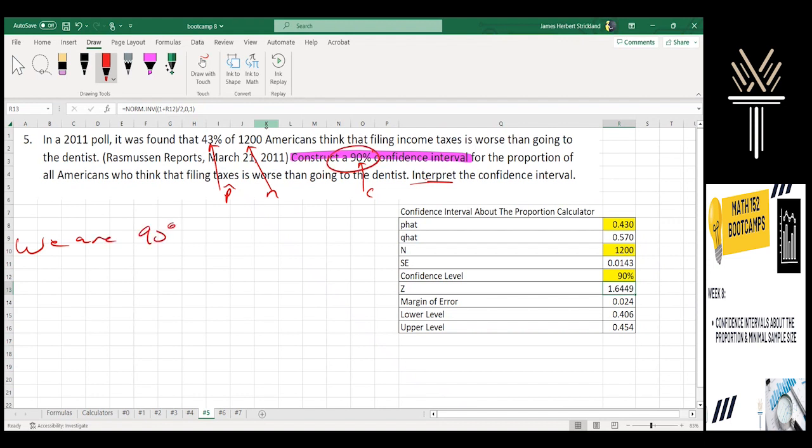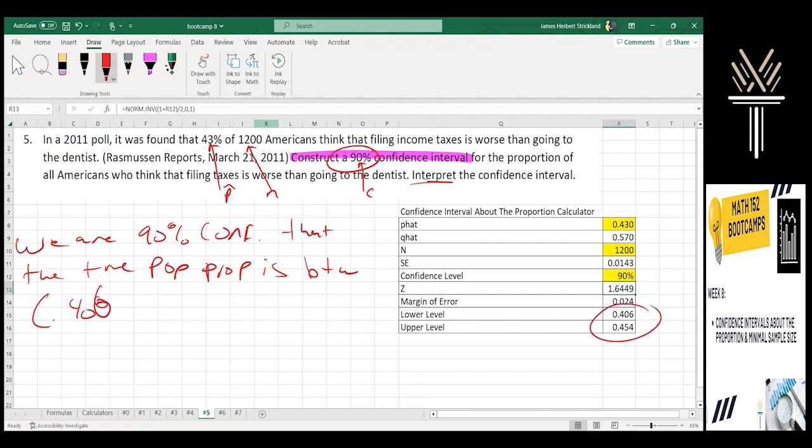To interpret it, we would say we are 90% confident that the true population proportion is between these two numbers, 0.406 and 0.454. So I have no idea what the true population proportion is, but I know it's in the 40s. I know it's between roughly 41 and 45%.